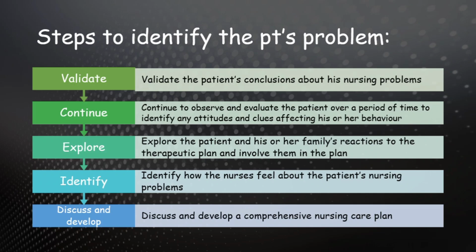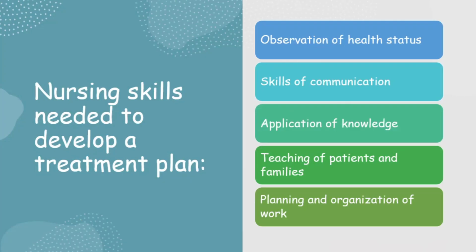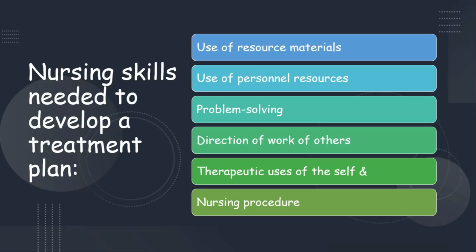The nursing skills needed to develop a treatment plan according to Abdullah are: observation of health status, skills of communication, application of knowledge, teaching of patients and families, planning and organization of work, use of resource materials, use of personal resources, problem solving, direction of work to others, therapeutic uses of the self and nursing procedure.